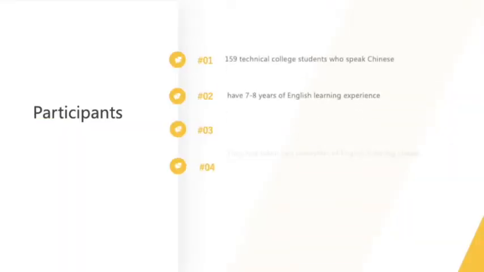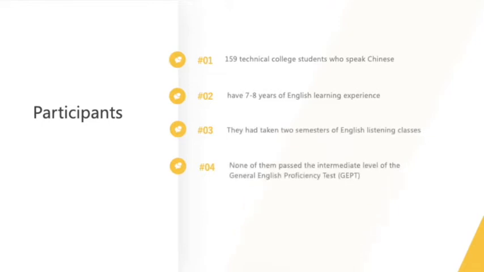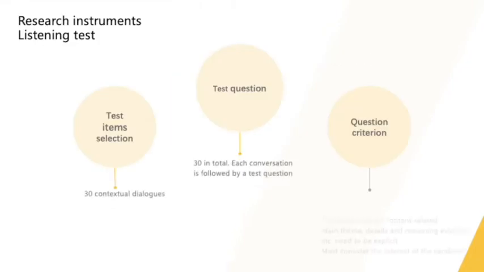The participants of the study were 159 technical college students who speak Chinese as their first language, with an average age of 18.5 years old. They have 7 to 8 years of English learning experience. They had taken 2 semesters of English listening classes before the research. None of them passed the intermediate level of the General English Proficiency Test. There were 2 data collection instruments.